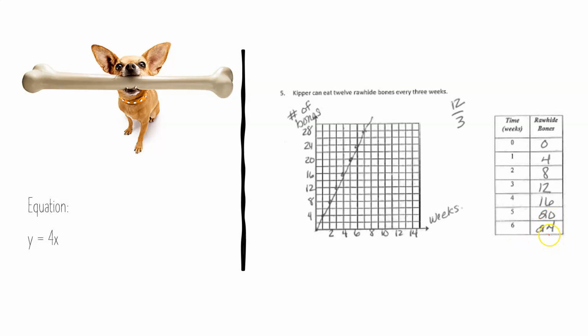You all know that rawhide's bad for dogs, right? So this is kind of a bad question. All right, weeks is on your x-axis, going by 1s. The number of bones is on your y-axis, going by 2s, and there's what your graph should look like. Your equation is y equals 4x.